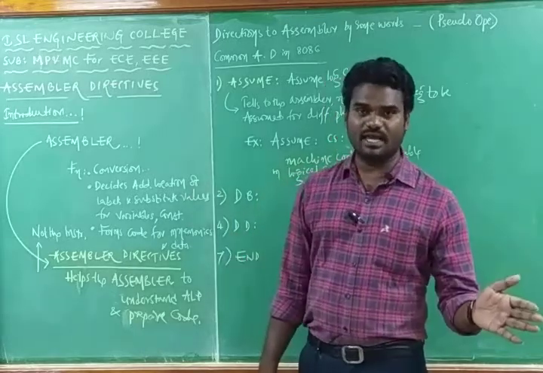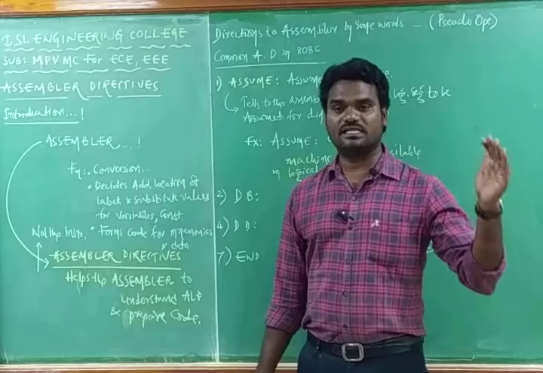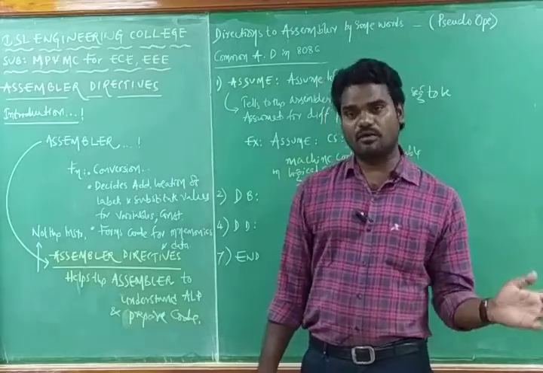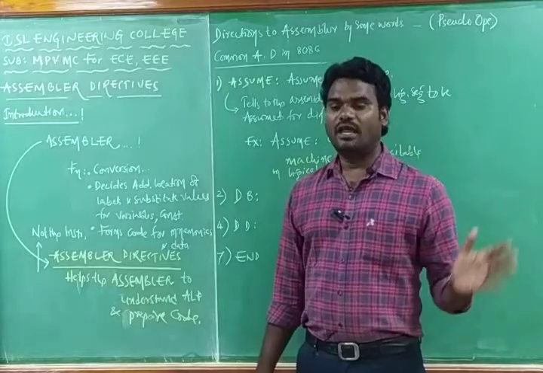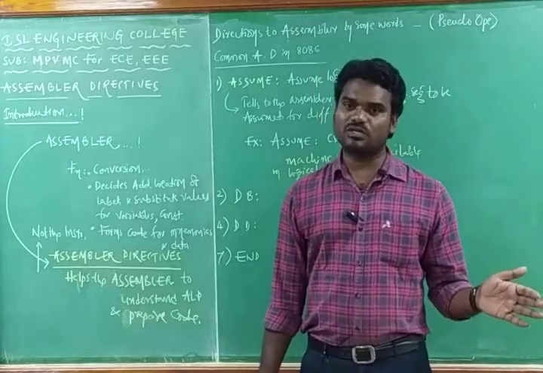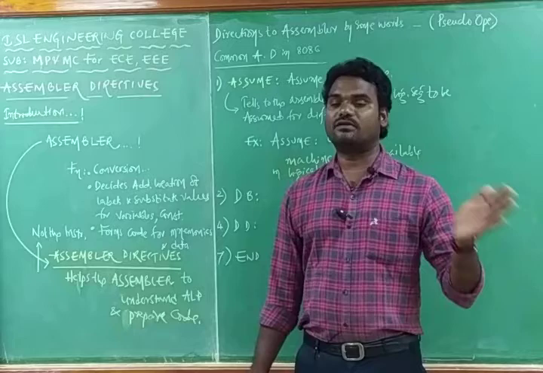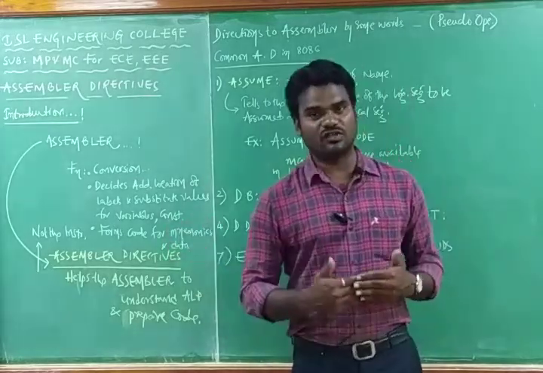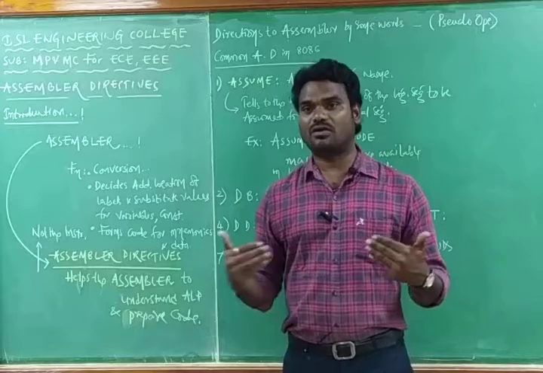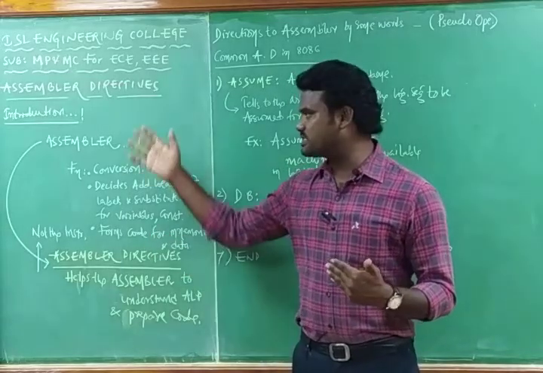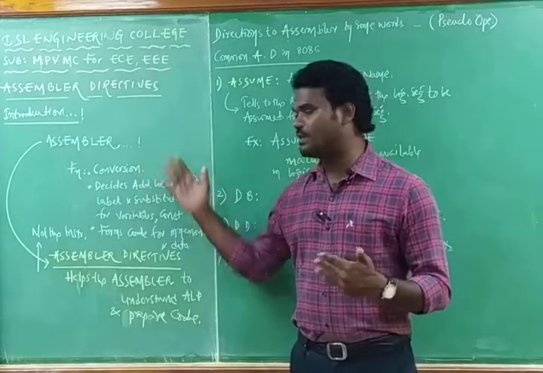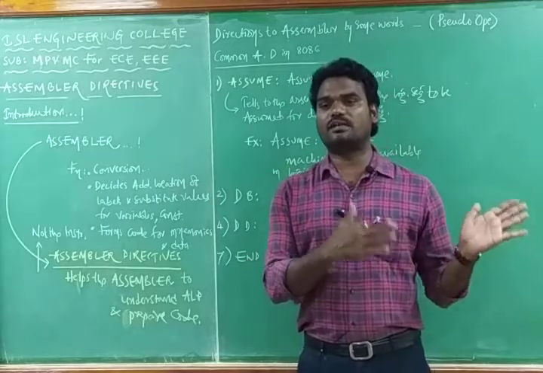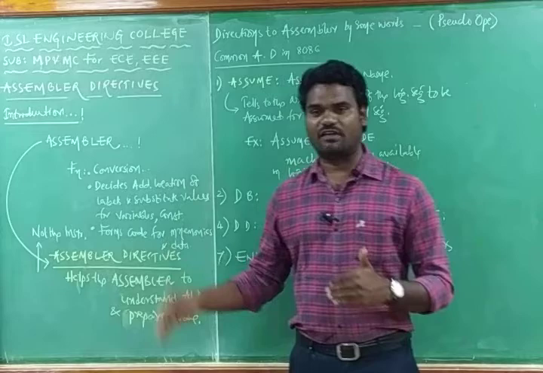If a label is there, the assembler decides the address location for that label. If there is a mnemonic, it is converted into the code. If there is an operand, that may be a source operand and destination operand, that is also converted into the code. And the last one, it substitutes the values for the variables and the constants. These are the main functions of the assembler. The assembler is going to convert the assembly language program into machine language.